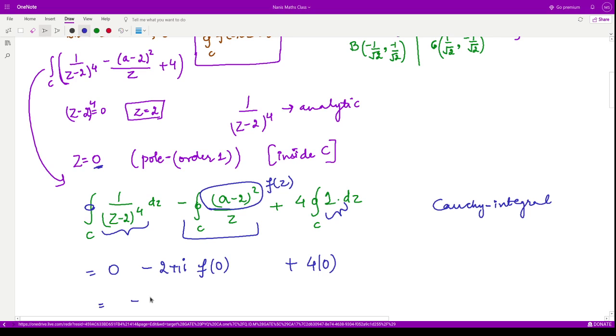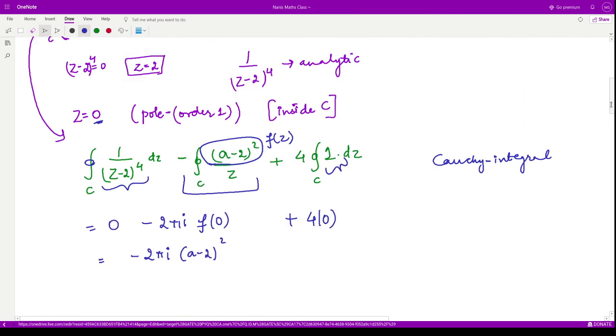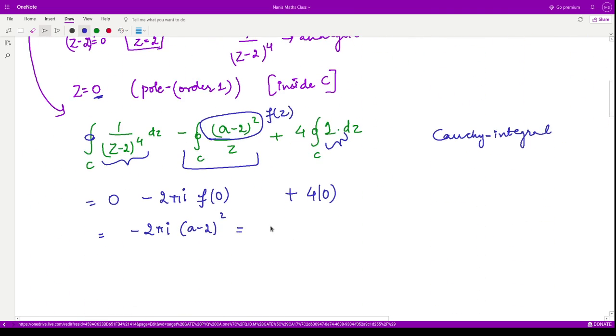So it would simply be minus 2 pi iota, and the value of f when evaluated at the point 0 would simply be (a minus 2) whole square, because there is no z here. So in the question, this whole integral is given to be equal to 4 pi. If this is equal to 4 pi, we can equate this thing to 4 pi, right? So from here, we have to evaluate the value of a.